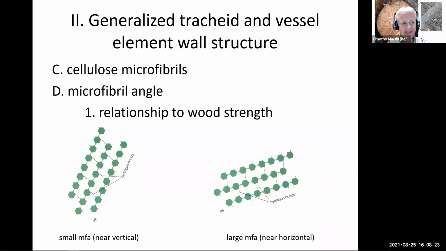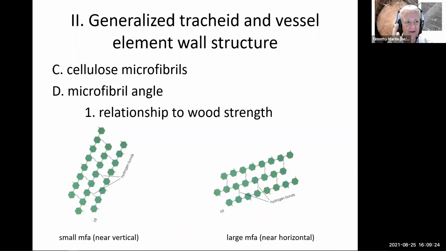Now the angle at which these microfibrils are laid down in the cell wall, as it turns out, is really important. Their angle relative to vertical ends up being important for determining the structure of wood derived from those cells. So the microfibril angle refers to the angle of those microfibrils, mainly in the S2 layer, relative to vertical. A small microfibril angle means that the microfibrils in the cell wall are laid down relatively close to vertical. If they're laid down less vertical, so more horizontal, they have a larger microfibril angle.